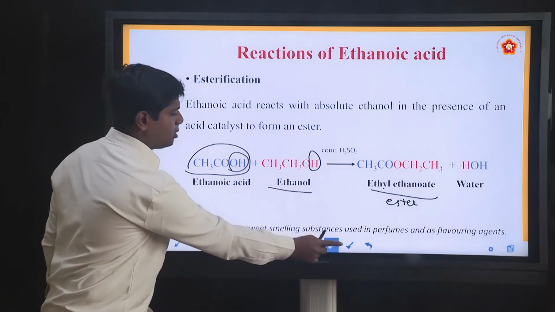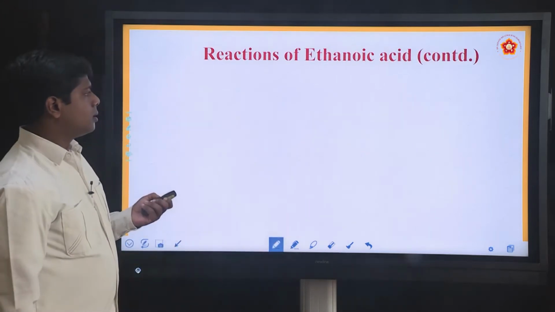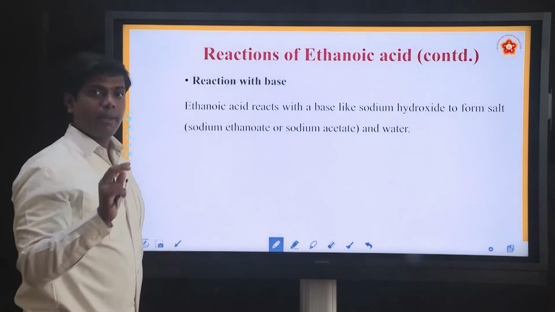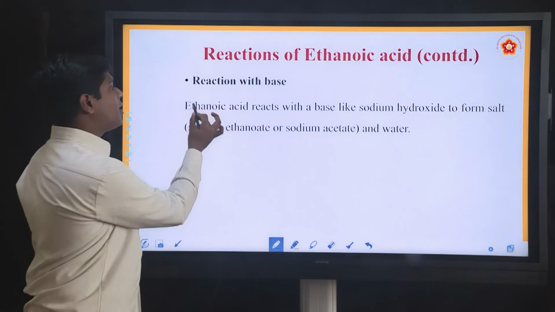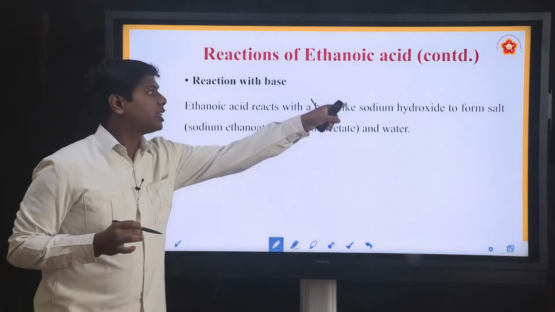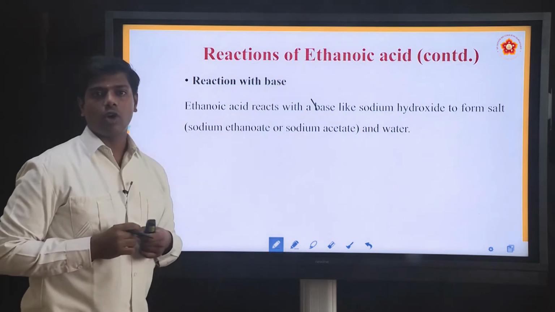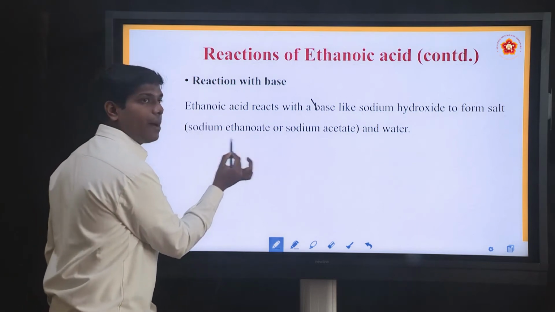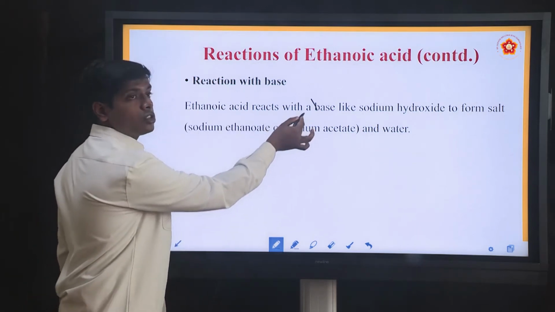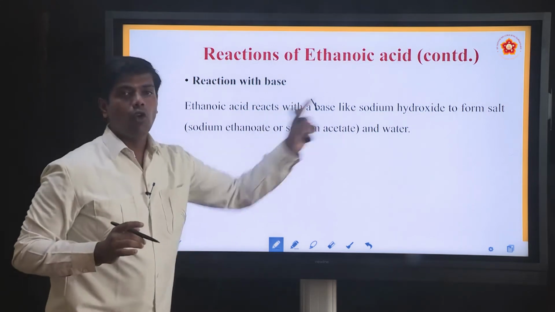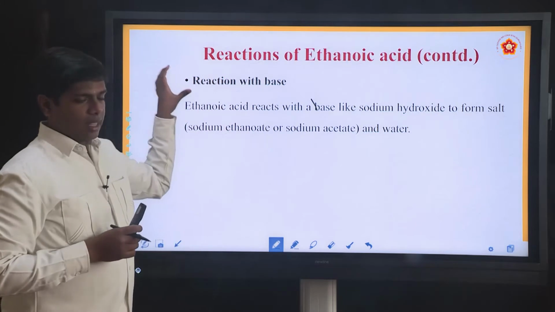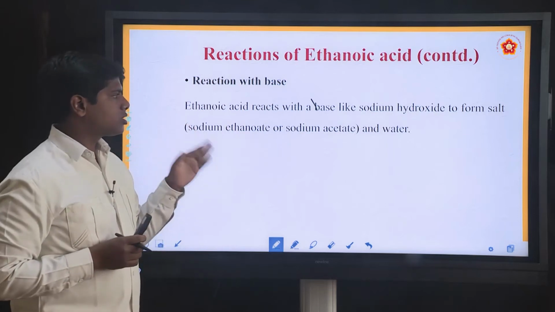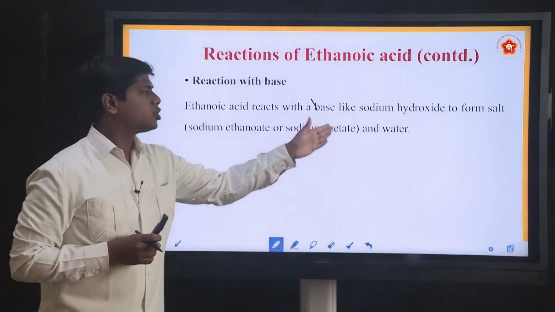Next reaction, this is very important. Reaction with base. Base means NaOH. When ethanoic acid reacts with a base like sodium hydroxide, NaOH, it forms a salt. Salt means sodium ethanoate, or sodium acetate, and water molecules. You have to remember, ethanoic acid reacts with a base, particularly sodium hydroxide, and forms sodium ethanoate or sodium acetate.